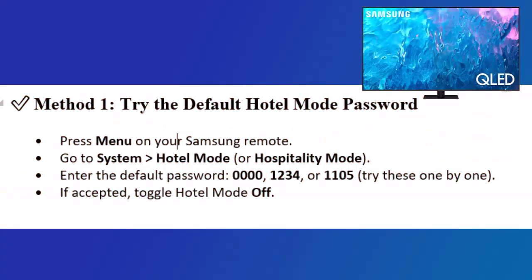Step 1. Try the default hotel mode password. Press menu on your Samsung remote. Go to System, Hotel Mode, or Hospitality Mode. Enter the default password: 0000, 1234, or 1105. Try these one by one. If accepted, toggle hotel mode off.